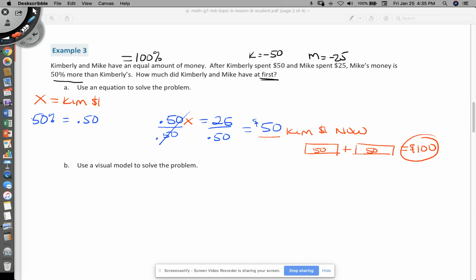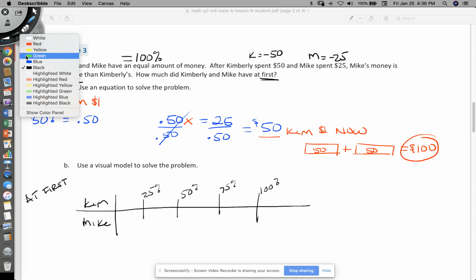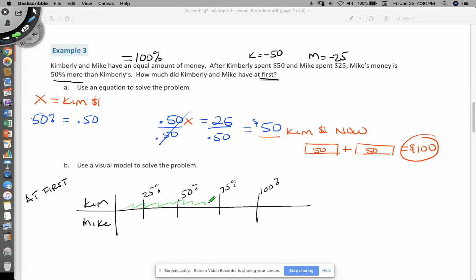Now, we're going to show you the same problem using a visual. All right. So we're going to say at first, up here, I have Kim. And I have Mike. And we're going to chunk this: 25, 50, 75, 100. Now this is the easiest one to fill in just because they're both at 100%. So I'm just going to go ahead and take both of these to 100%. But again, we're going to come back and figure out what those sections are worth.